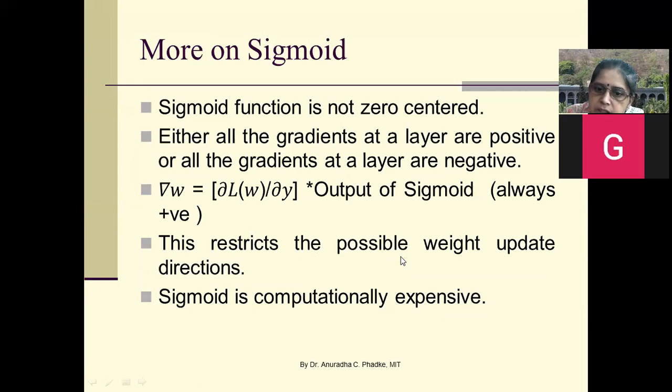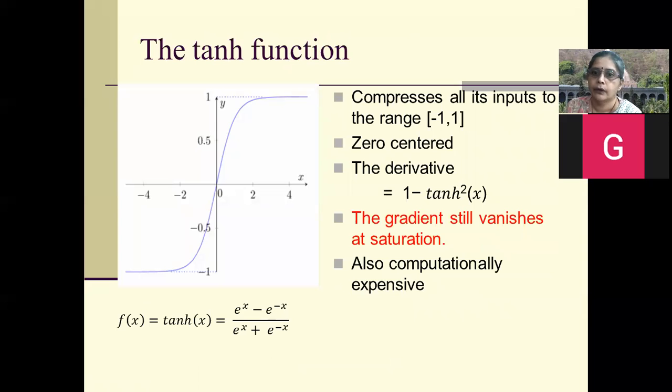So this restricts the possible weight update direction. And the sigmoidal function is also computationally very expensive. Okay, so because if the output of sigmoid is very large, your gradient will be very small, or your neuron will be saturated.